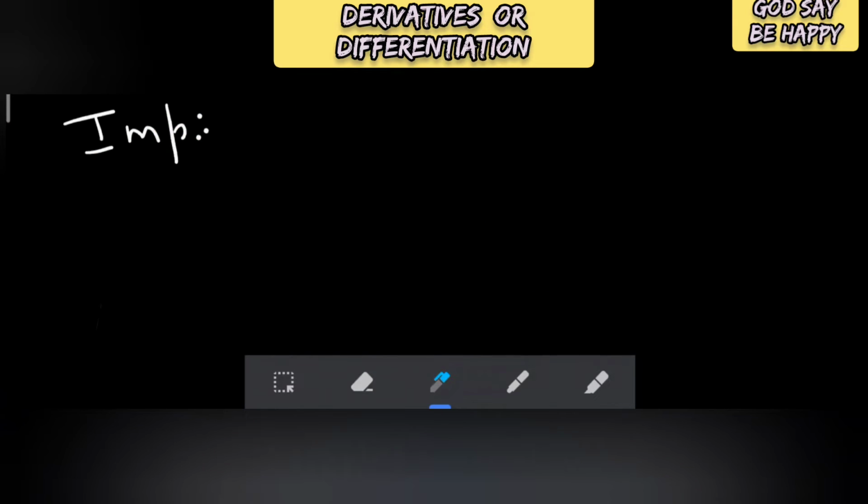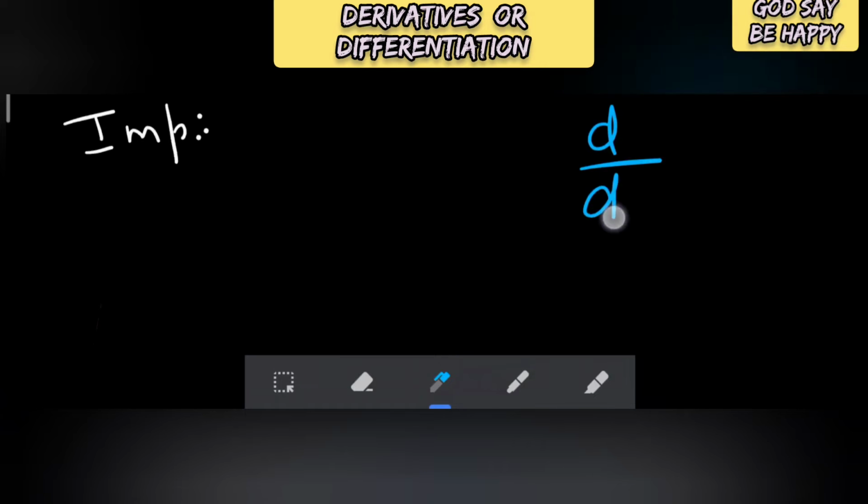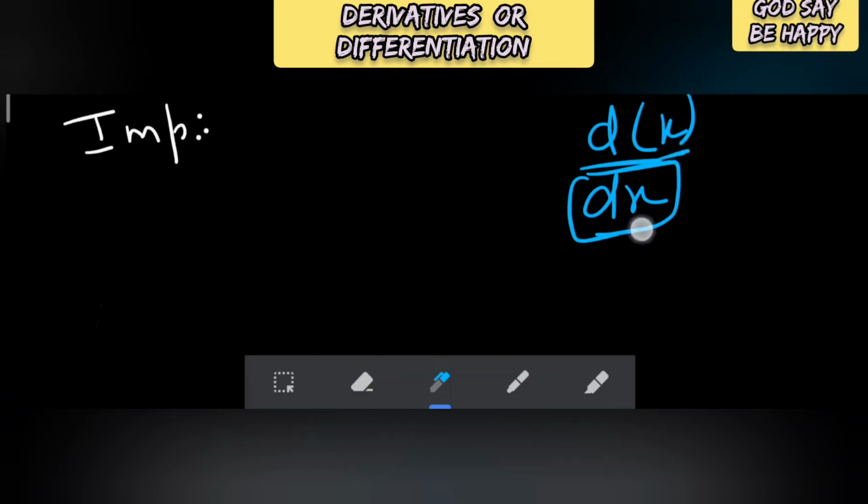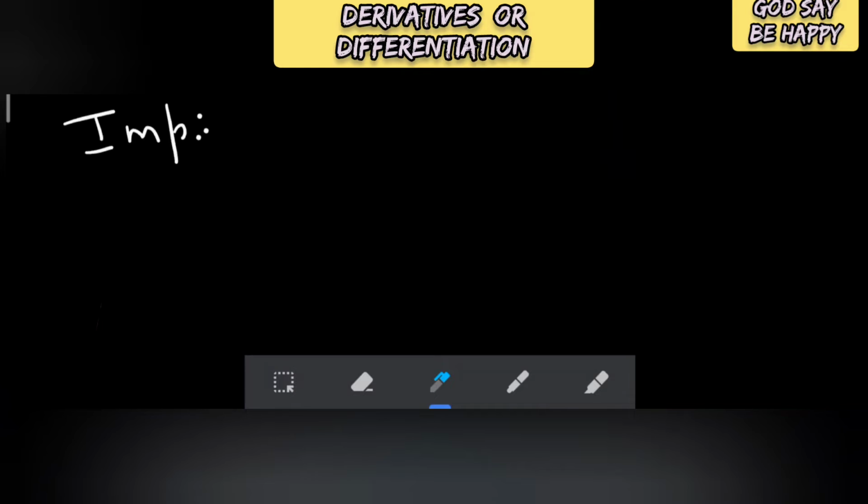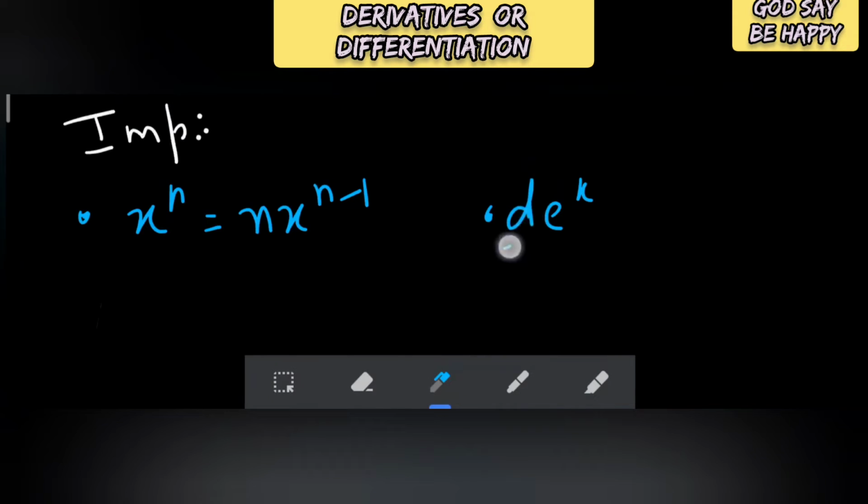We also represent derivative by d upon dx. Here a function of x is there, and we differentiate always with respect to the same variable, like x over here and x over here. So the important derivatives are: first, the derivative of x to the power n is n x to the power n minus 1. Second, d of e to the power x upon dx equals e to the power x.